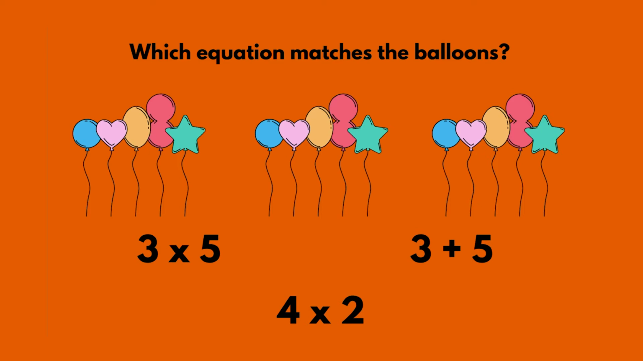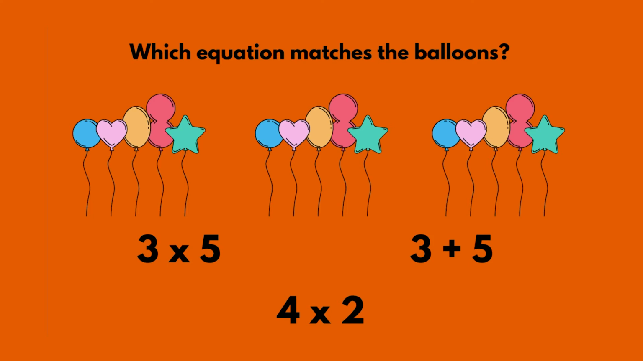So let's look at our equations now, keeping in mind that we said there are 3 groups, and those 3 groups each have 5. I see an equation that says 3 times 5, and that looks like it could be right. But let's check the other equations just to be sure. The one on the bottom says 4 times 2. Do you see 4 groups of balloons? Do you see 2 in each group? I don't think that one fits.